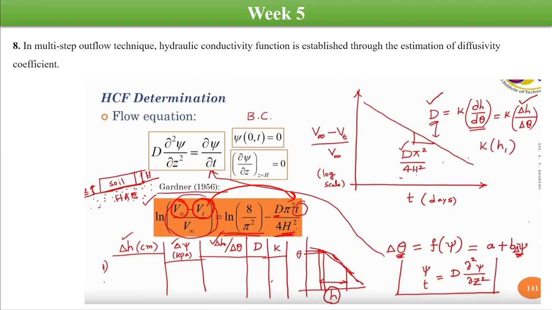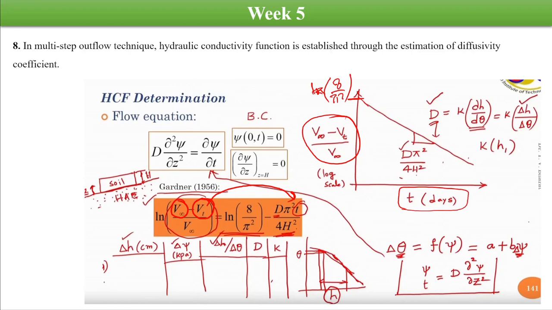If we see this formula, it is a y equals mx kind of formula. If we plot (V infinity minus Vt) upon V infinity against time, then we will obtain a linear plot, the intercept of which is ln of 8 by pi square, and the slope of which is D pi square upon 4 h square. This line is linear, and the value of pi square upon 4 h square is constant, so the value of D will also be constant here, right?